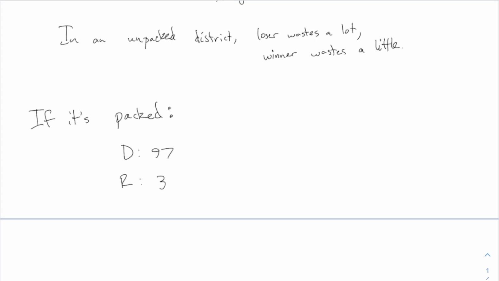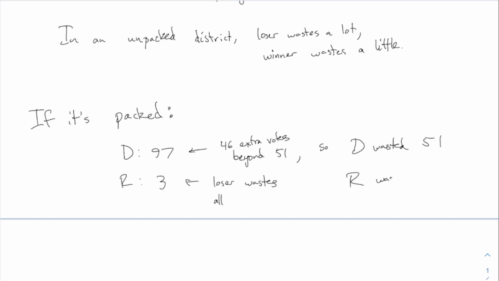The D's got way more than they needed, to the tune of, you do the math, I think 46 extra, all right? This is 46 extra votes beyond the threshold, which was 51. Whereas the R's, they lost, but there were only 3 votes, so the R's wasted 3. These are the losers. And the rule is the loser wastes all of their votes, and so R wasted 3, all right? And you can see this is very different from the previous time.